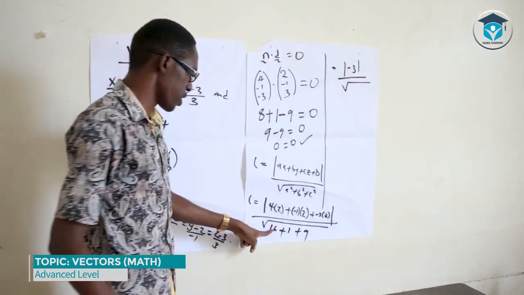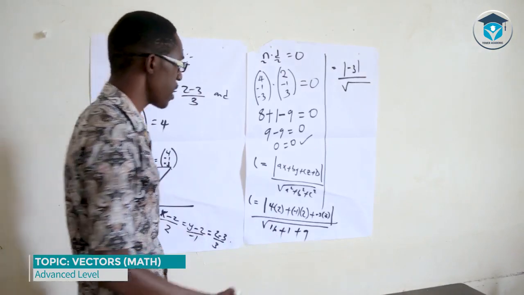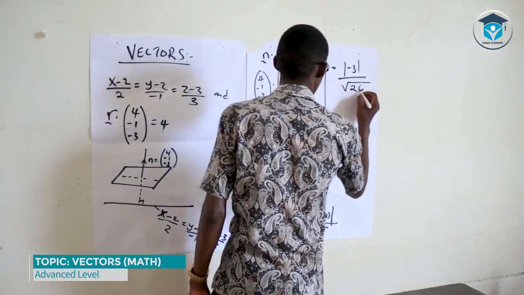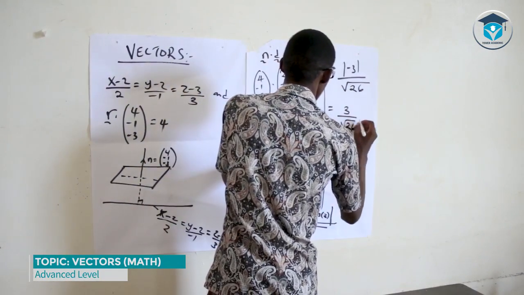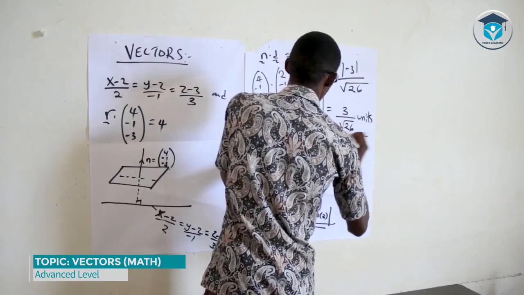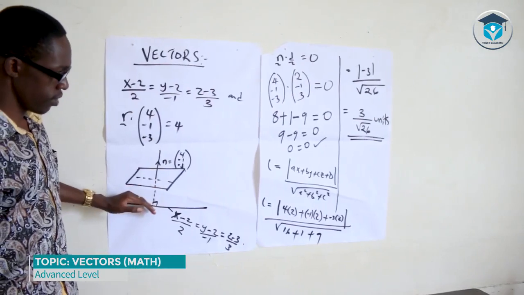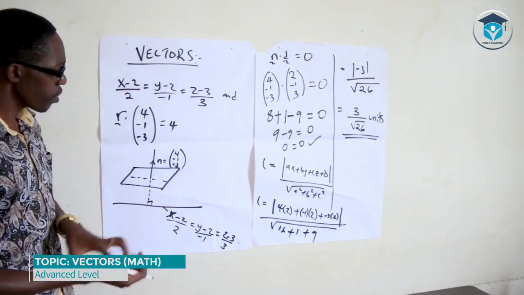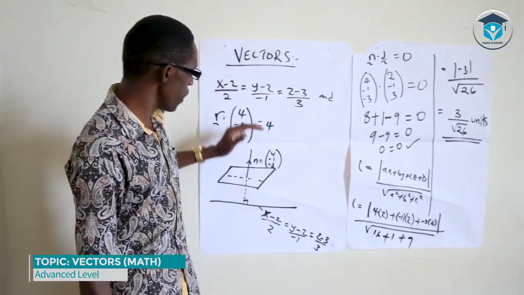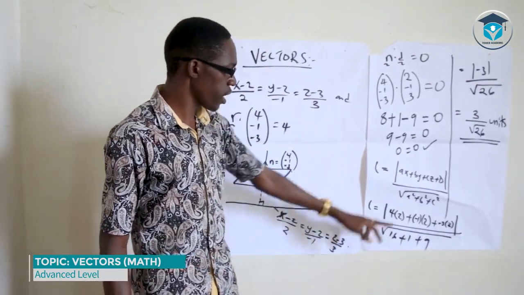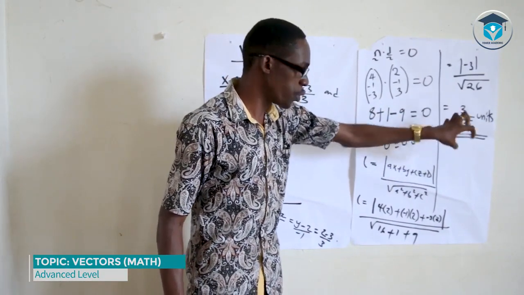Over the square root of 16 plus 1, that is 17, and 17 plus 9, that is root of 26. So the answer becomes 3 over root of 26 units, and that becomes the distance between our plane and our line. As we had seen that these two are parallel, we have gone on to find that the distance between this plane and this line gives us 3 over root of 26 units.